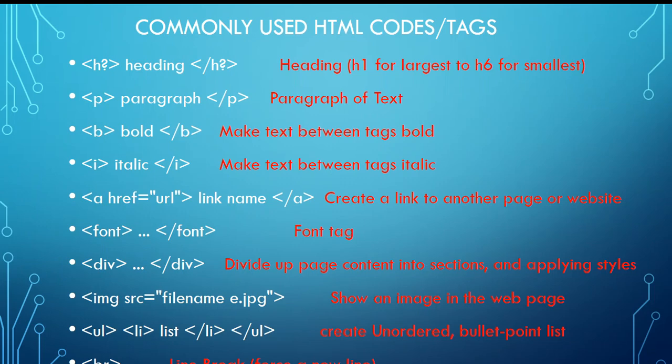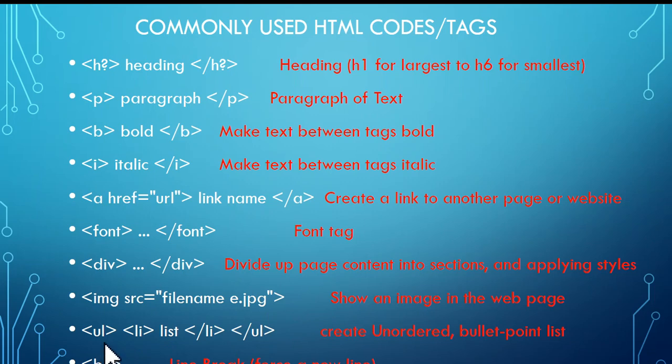Next is the HTML code IMG SRC equals the file name, the full file name with the file extension like JPG or BMP or PNG. So it inserts an image in your web page and it displays on the screen.